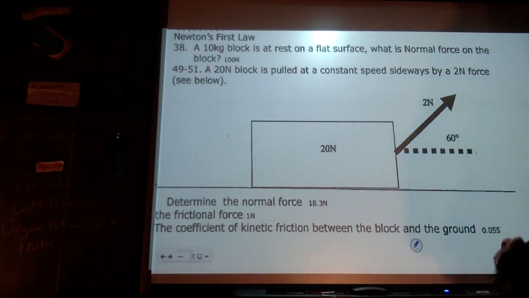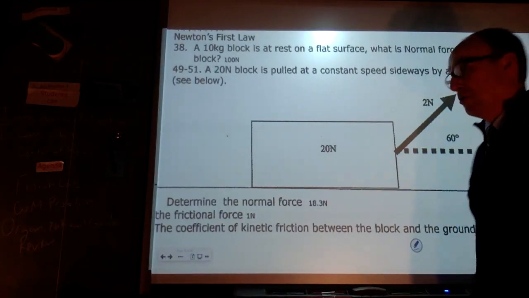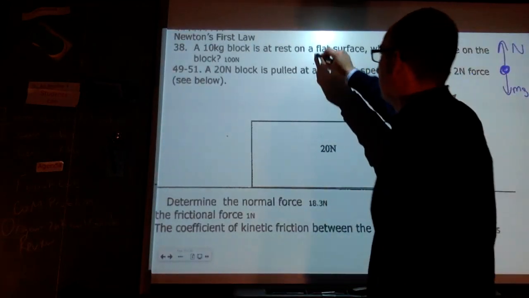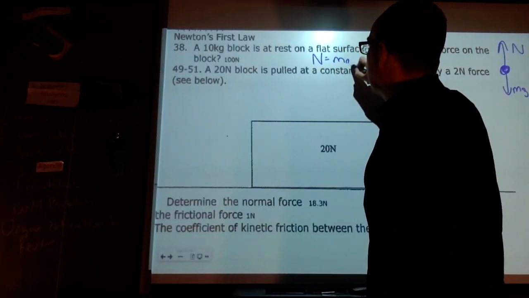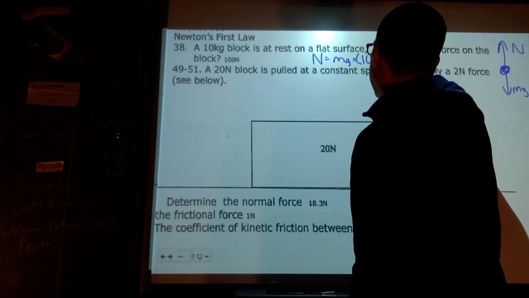All right, Newton's first law. A 10 kilogram block is at rest on a flat surface. What's the normal force? So this is where we started. These two arrows are balanced because it's at rest. So the normal would be equal to the weight. To go from mass to weight, we multiply by 10.